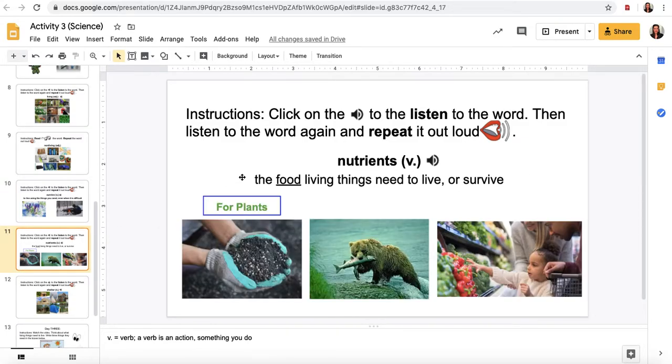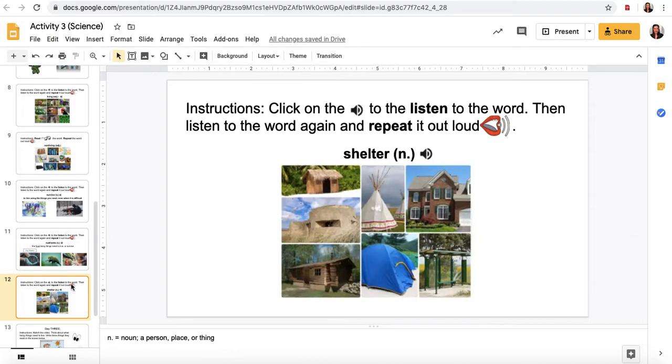Nutrients. We've talked about nutrients this week. Nutrients, that is the food that living things need to survive. There's nutrients in our food that we need to survive. So they're showing here for plants, in order for plants to grow, they need the nutrients in the dirt and in the soil, right? This bear is eating this fish that's providing him his food, his nutrients in order to live. For us, when we go to the grocery store, you can see she's picking out red peppers here. The vegetables, great source of nutrients to help us to live and to help our bodies grow.